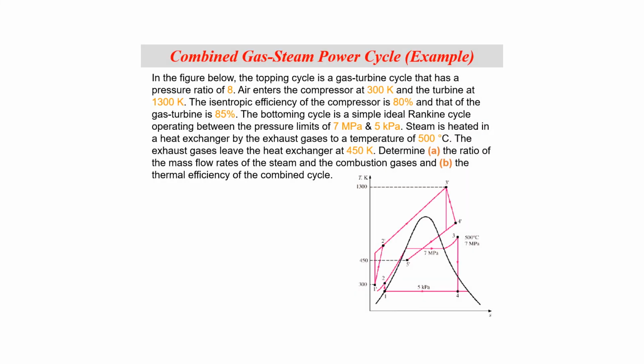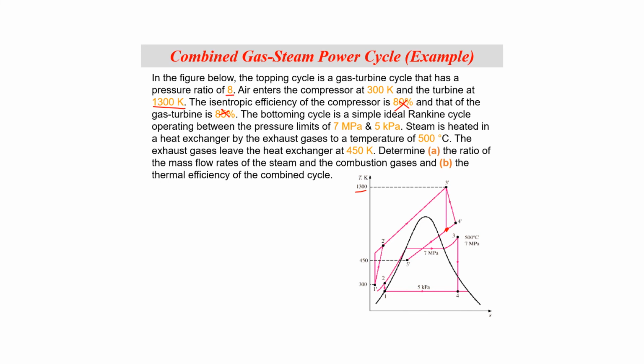So this example is again, the gas enters the turbine at 1300 Kelvin. Let's just ignore the isentropic efficiency of this turbine and compressor for now. Let's just say this gas exits at the pressure ratio of 8.